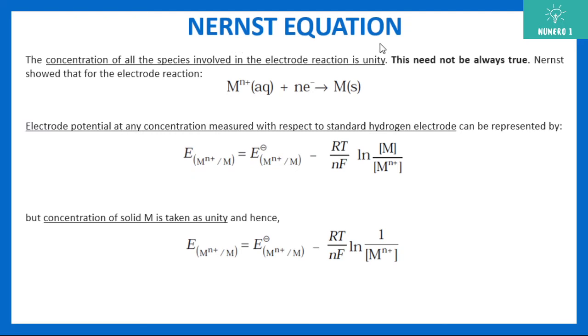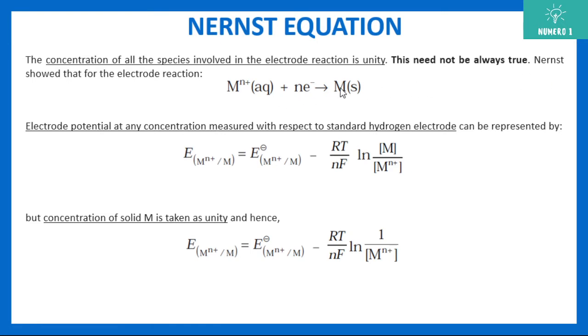Why is it important? Because in the previous case, when we were discussing standard electrode potential, we said that the concentration of all the species involved in the electrode reaction should be unity, just one. But obviously it cannot always be true, it's practically impossible, because reactions are being carried out and the concentration will change, so you cannot always maintain unity as the concentration. So in order to solve this big problem of maintaining concentration, Nernst came up with this famous equation, the Nernst equation.